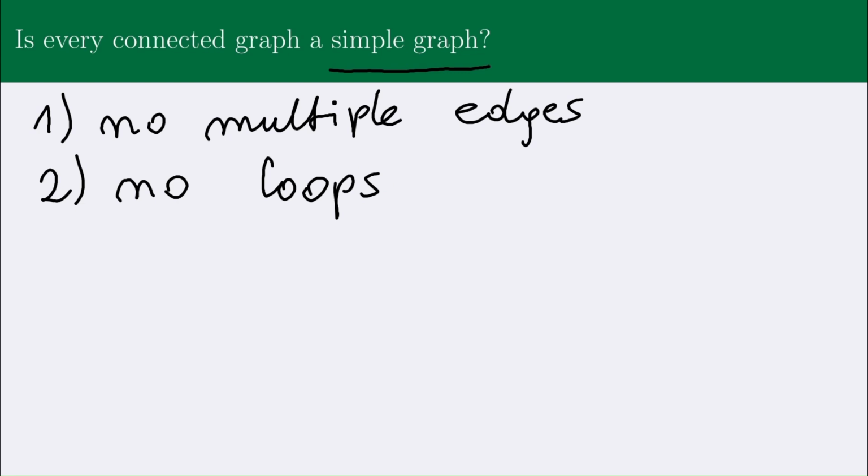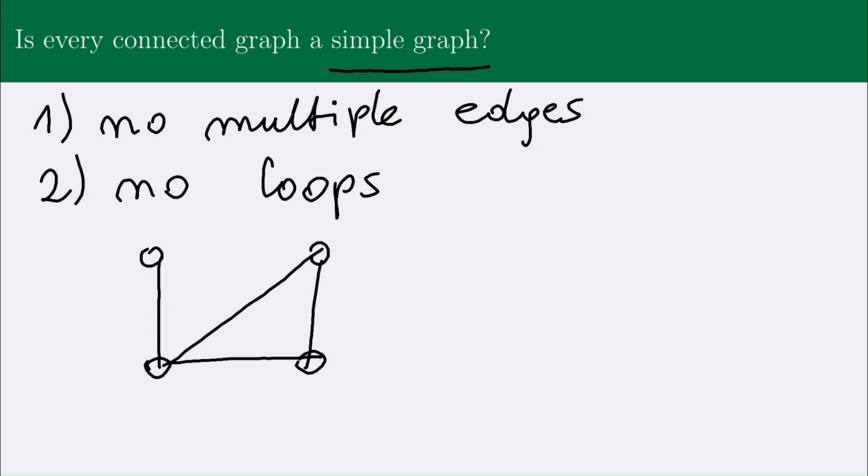So let's draw connected graph. For example, like this. Is this graph connected? Yes. We can traverse between any two vertices in this graph. And is this graph simple? Yes. There are no loops and no multiple edges. If there is an edge between two vertices, it's the only one.